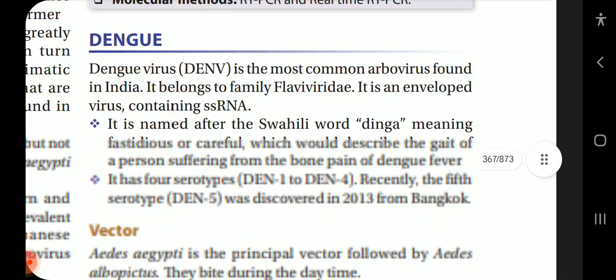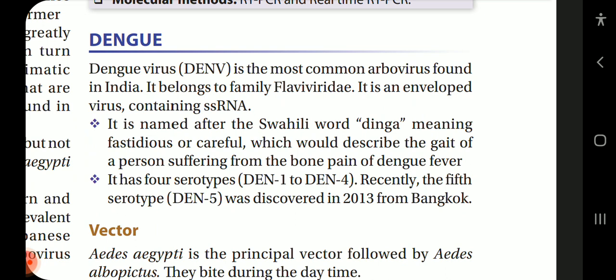So now we start with dengue. Dengue virus, DENV, is the most common arbovirus found in India. It belongs to family Flaviviridae. It is an enveloped virus containing ssRNA. It is named after the Swahili word dinga, meaning fastidious or careful, which would describe the gait of a person suffering from the bone pain of dengue fever.